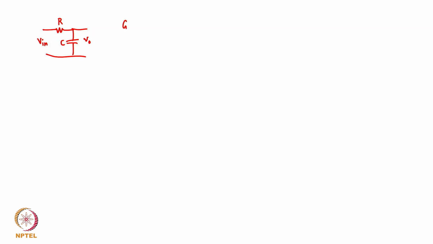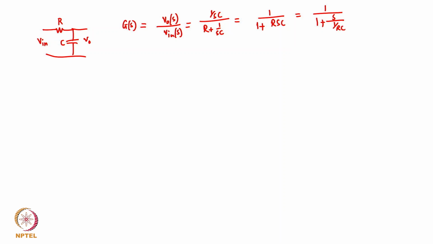So here the gain of this system is something like V0(s)/Vin(s), which is nothing but (1/sC) divided by (R + 1/sC), and we can write it as something like this, which again can be written as something like this, right? We know this one, right? This is typically a single pole.